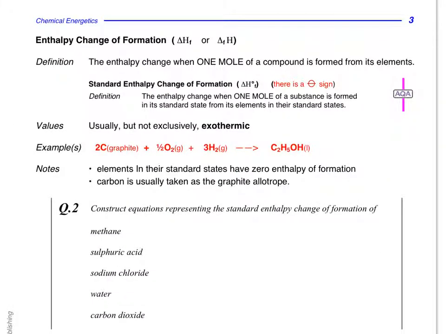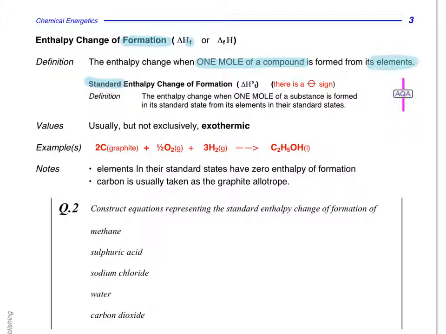Another enthalpy change that you need to know the definition for, you need to understand what it means, is the enthalpy change of formation. This one's represented with a little f next to it instead of the c for combustion. And the definition is that this is the enthalpy change when 1 mole of a compound is formed from its elements. So the separate elements join together to make 1 mole of a compound.